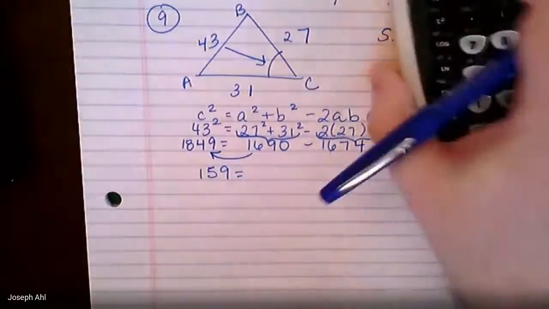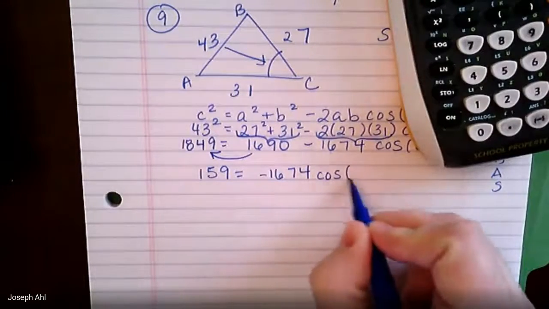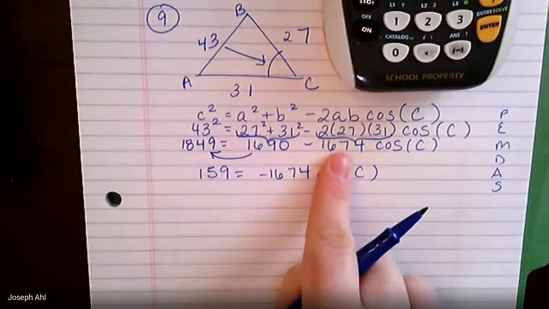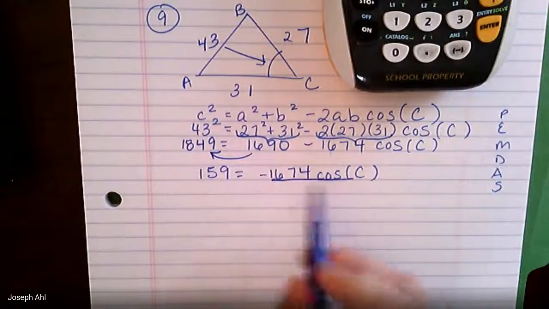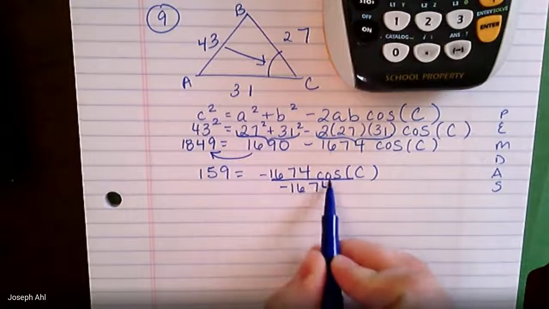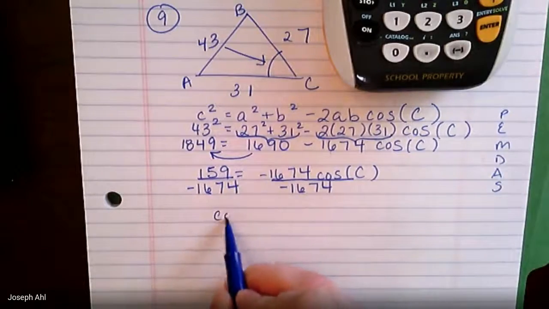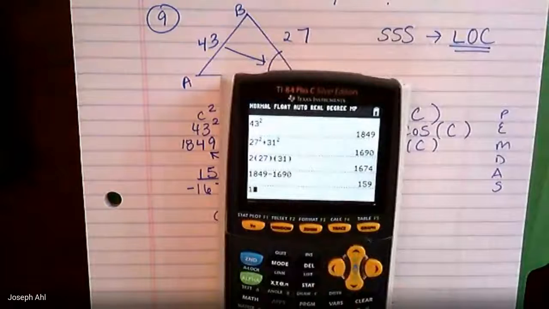That equals negative 1674 cos C. Another thing that students tend to lose is that negative sign attached to the 1674, so make sure you carry that down into this step right here. Dividing both sides by negative 1,674, it's going to give us cos C equals definitely a not nice looking decimal, but that's okay.